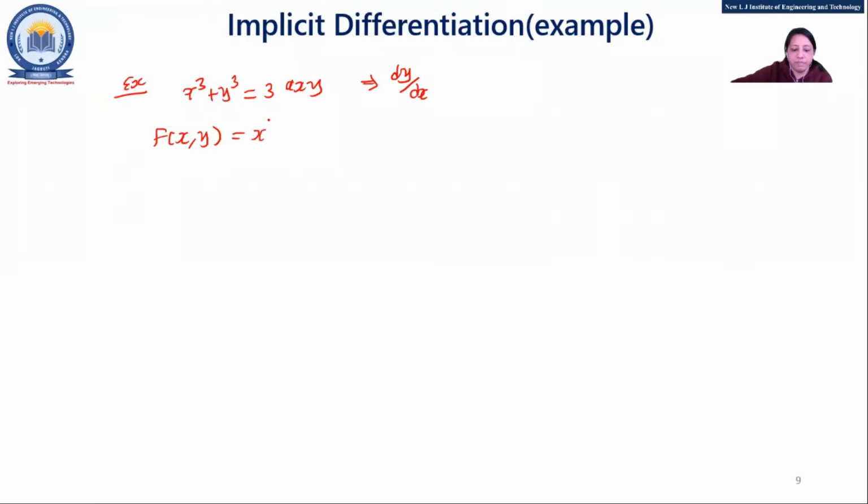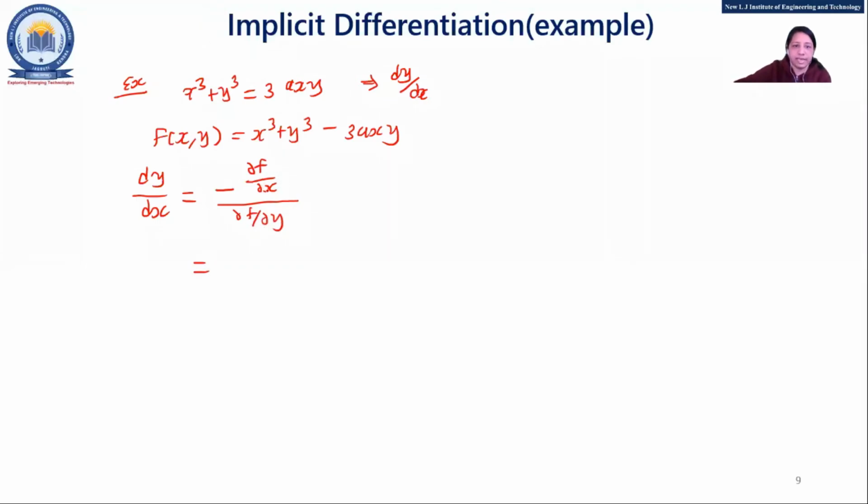X cube plus y cube minus 3xy. Fine. So in that, whatever is equal to here, 3axy, we are going to move to this side. So our function is x cube plus y cube minus 3axy. Now, what is the definition of this implicit function? Dy by dx equal to minus del f by del x upon del f by del y.